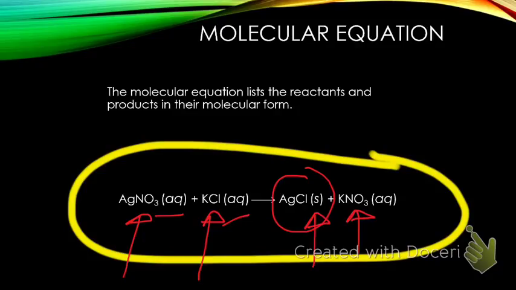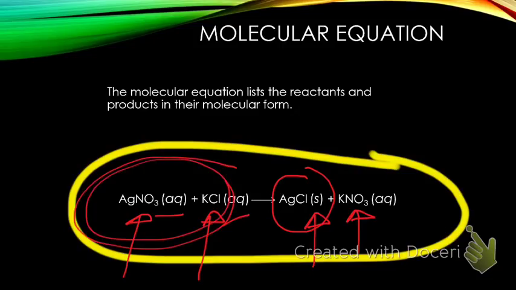So if you notice here, we have things that were all in solution, but we make one solid product, and then we have the potassium nitrate, which is in solution. That, once again, is a molecular equation, but it's not necessarily the best reflection of what's going on.